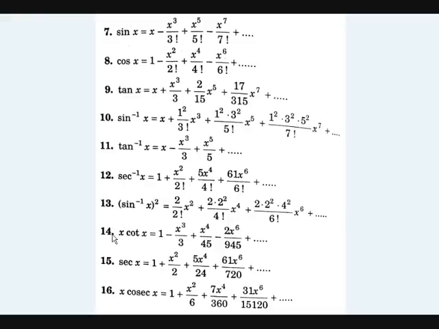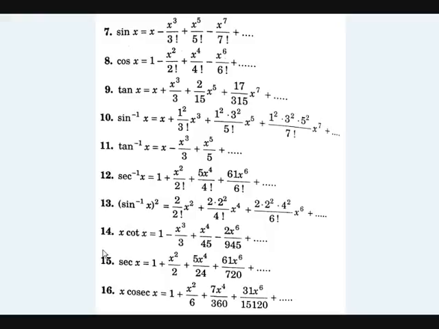14th one. The 14th expansion is x cot x, means cot x multiplied by x, is equal to 1 minus x cube by 3 plus x power 4 by 45 minus 2 into x power 6 by 945 plus and so on.